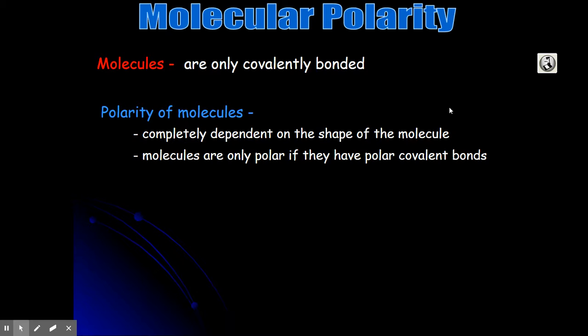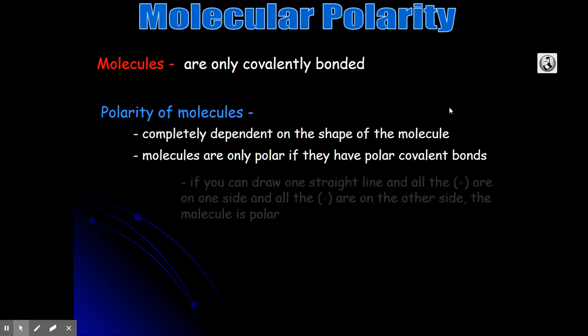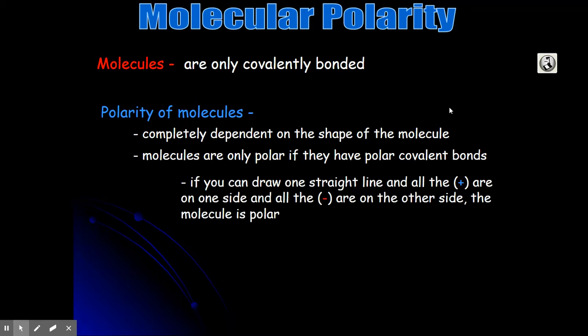But the same cannot be said for nonpolar bonds. There are two ways to think of this. You can draw it in terms of symmetry, or you can do it in shape. I'm going to try to show both. Basically, if you can isolate all the positive side of the molecule on one side of a line and negatives on the other, then it's considered to be polar.